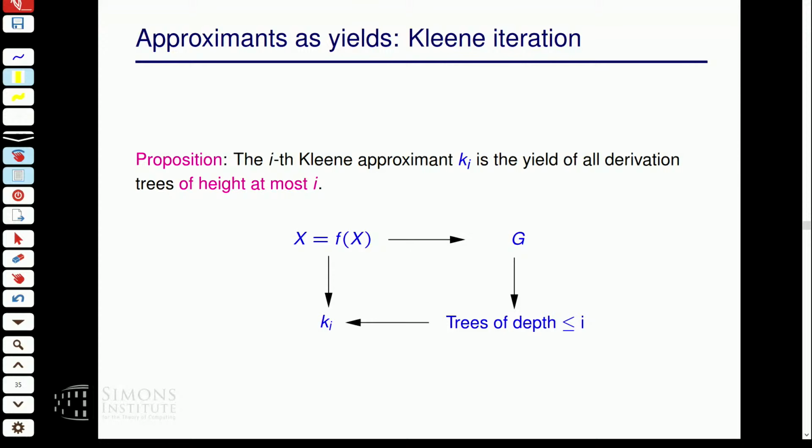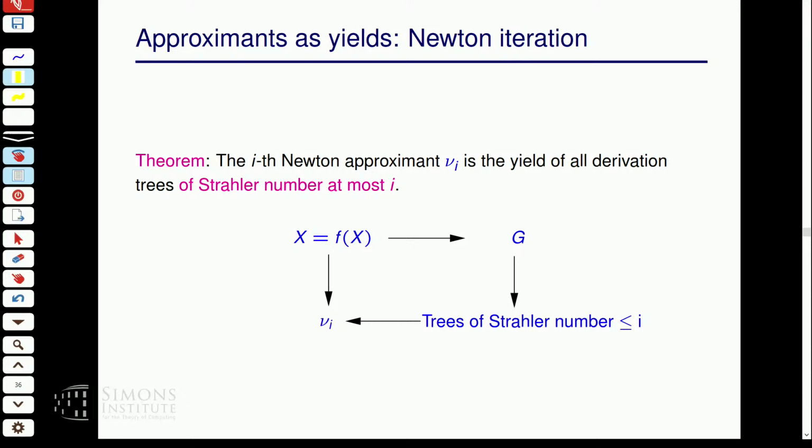Okay, so this is the characterization of the Kleene approximants. And now the question is, what is the characterization of the Newton approximants? And this is our fundamental theorem. Our fundamental theorem is the ith Newton approximant is the yield of all derivation trees of Strahler number at most i. So instead of capturing trees by height, you capture trees by Strahler number. And probably you are all asking yourself, what the hell is the Strahler number of a tree, right? Good.